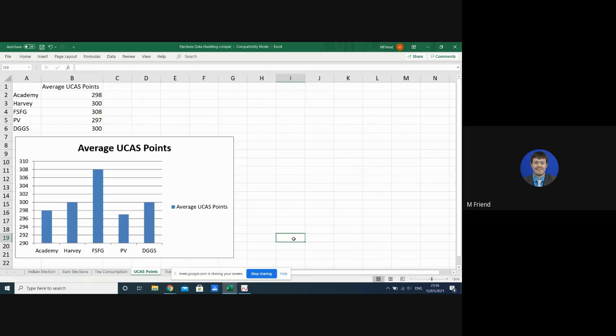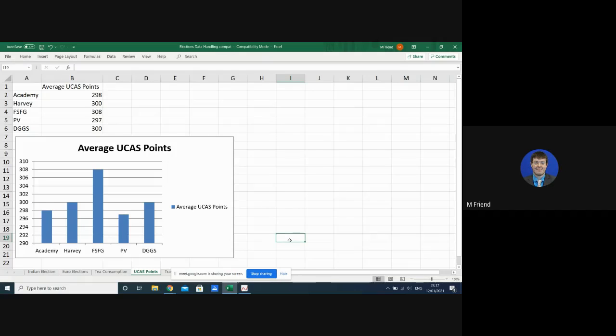Okay, this is poor design. It's the y-axis over here. It starts at 290, and that's not necessarily a problem, but it's misleading because if you just see the title, average UCAS points, given that the FSG bar is more than twice the height of the academy bar, at a glance you might look at that and think, oh, okay, so on average we do twice as good as those at the academy, at A level anyway.